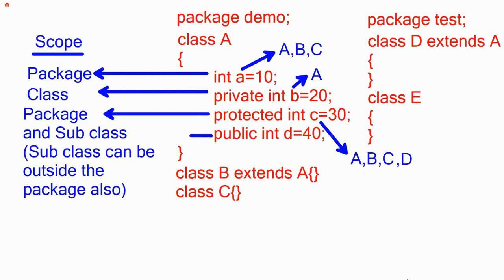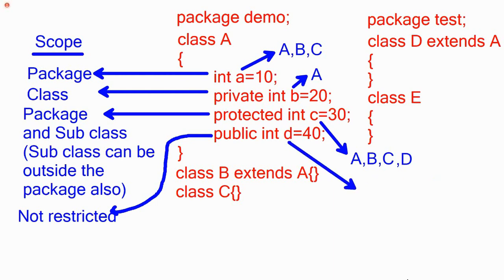Next. Public is not restricted. That means anywhere, no restriction. Anywhere you can access it. What are A, B, C, D, E? No restriction. If it is public, you can access it anywhere. Scope is not restricted: A class, B class, C class, D class, E class.